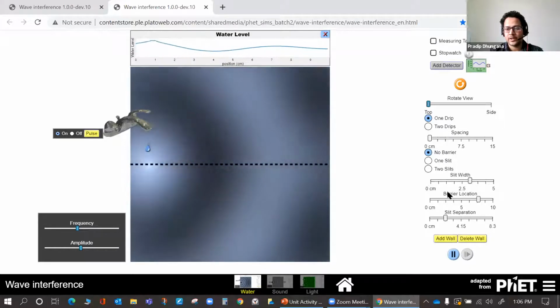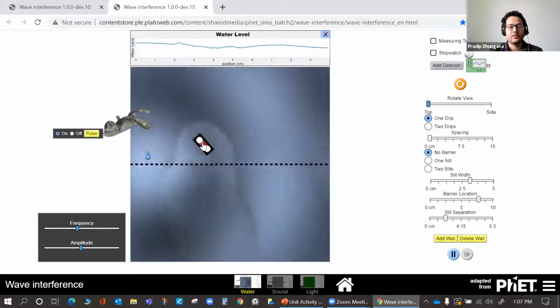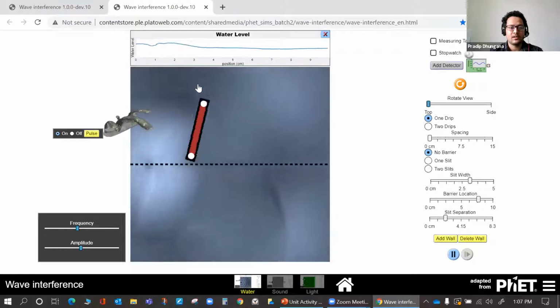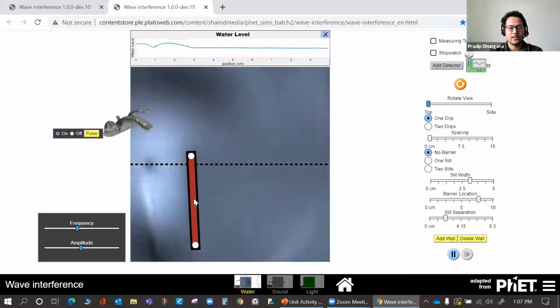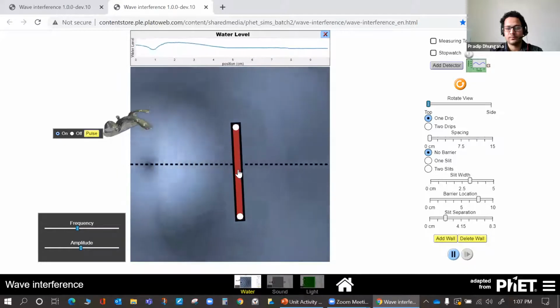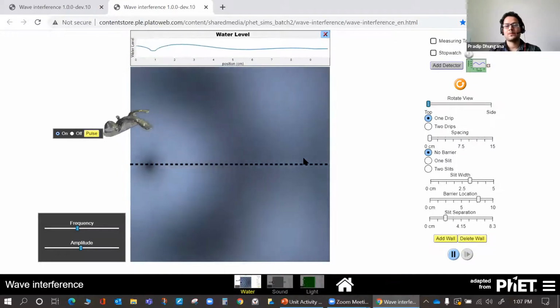And then you can vary slit width, barrier location, slit separation, everything. And then you can add a wall as well. Let us suppose I can add a wall wherever I like. I can make this wall bigger like that, and then I can drag this wall anywhere. And then let's go to this delete wall, okay?